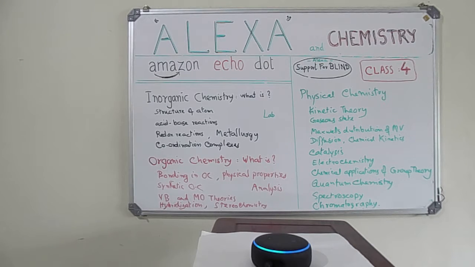Alexa, explain bonding in organic chemistry. Sorry, I don't know that one. Alexa, what is single bond, double bond, and triple bond? Sorry, I don't know that one. Alexa, define synthetic organic chemistry. The noun organic chemistry is usually defined as the branch of chemistry originally limited to substances found only in living organisms, dealing with the compounds of carbon.